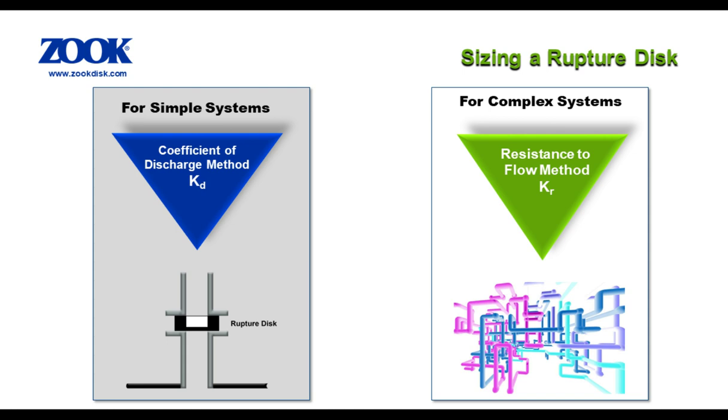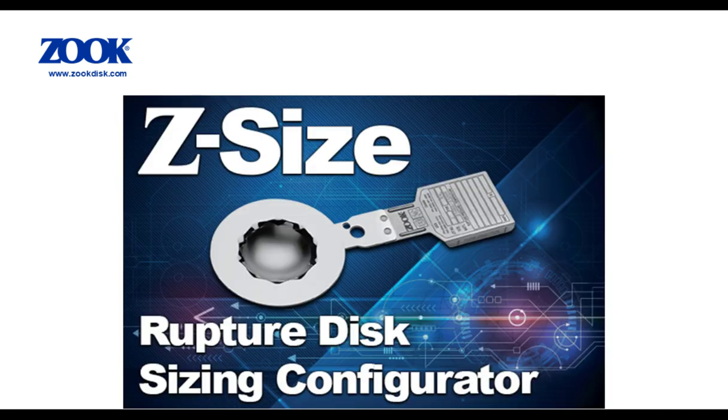The first, known as coefficient of discharge, employs a fixed value known as KD to calculate the theoretical flow rate for a given disk size. This method is also referred to as simple sizing and can be used when the inlet and outlet piping are at least the same size as the rupture disk device, the device is located within 8 pipe diameters of the vessel connection, there are less than 5 pipe diameters of outlet piping, and the device discharges directly to the atmosphere.